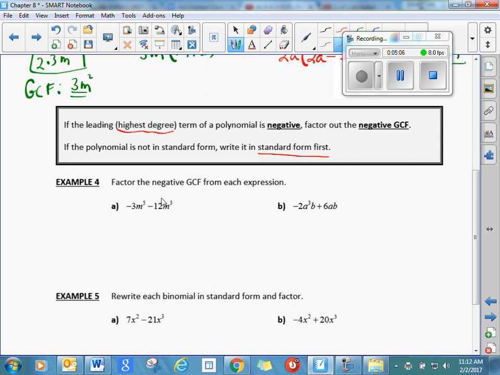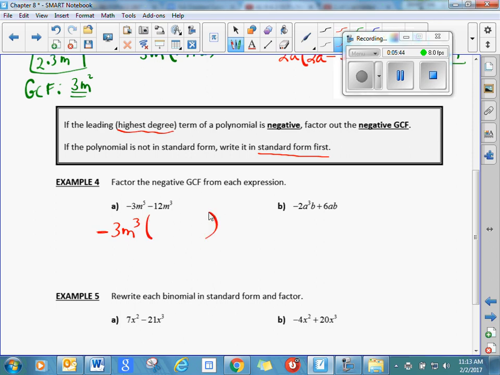So let's look at 4a. It is in standard form, m to the 5th and m to the 3rd. That's good. But the leading coefficient, this 3, is negative. When it is negative, when you pull out the GCF, you will pull a negative GCF out. So you ask yourself, what is the GCF of these two things? Well, if you think of 12 as 3 times 4, the 3 is the numeric portion of it, and we take what they have in common, the m, but to the smallest exponent we see.